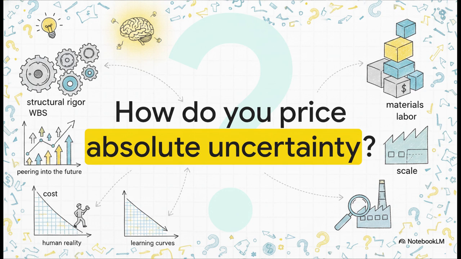But I want to leave you with this final, provocative thought based on everything we've talked about today. With all these brilliant frameworks, we can accurately calculate the cost of materials, labor, and scale. But in an increasingly fast-paced and unpredictable world, how do you truly put a final price tag on absolute uncertainty?